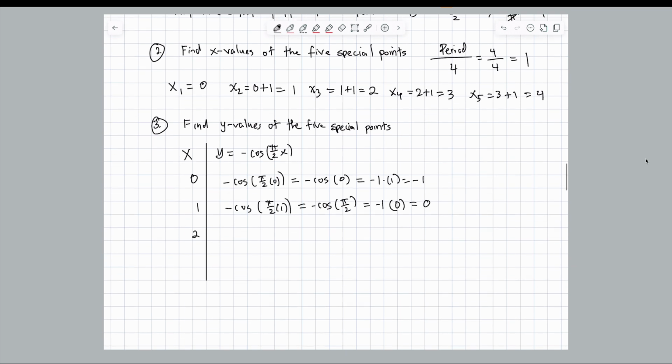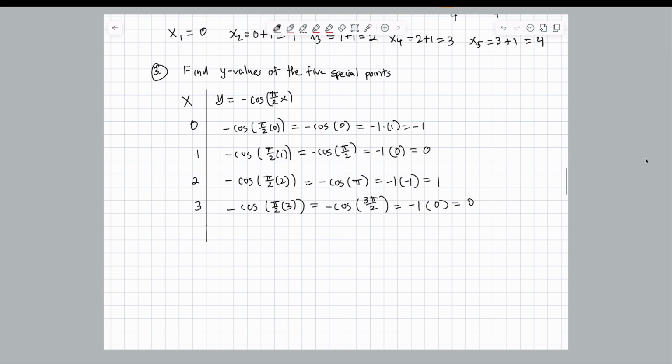Next x value is 2, so we have negative cosine of pi over 2 times 2, which gives us negative cosine of just pi. And we know cosine is -1 at pi, so that gives us -1 times -1, which is +1. The x value is 3, so we have negative cosine of pi over 2 times 3, which is negative cosine of 3 pi over 2. So that's -1 times cosine of 3 pi over 2, which is 0. So -1 times 0 is 0.